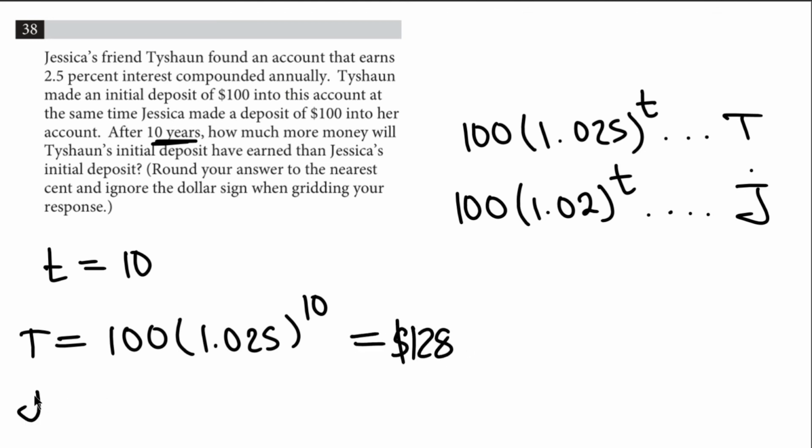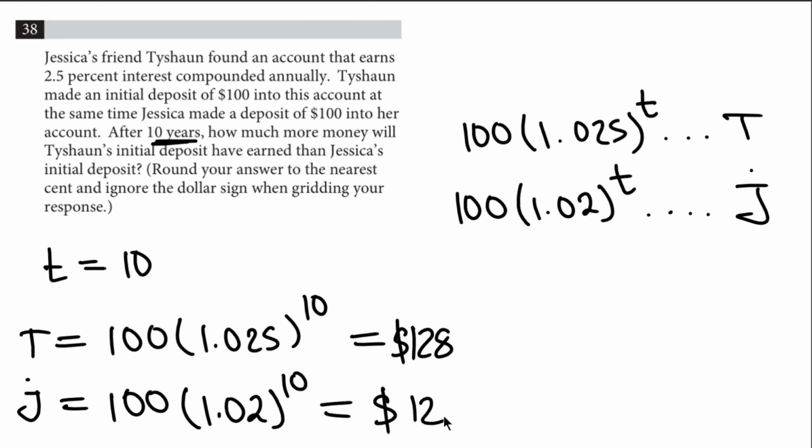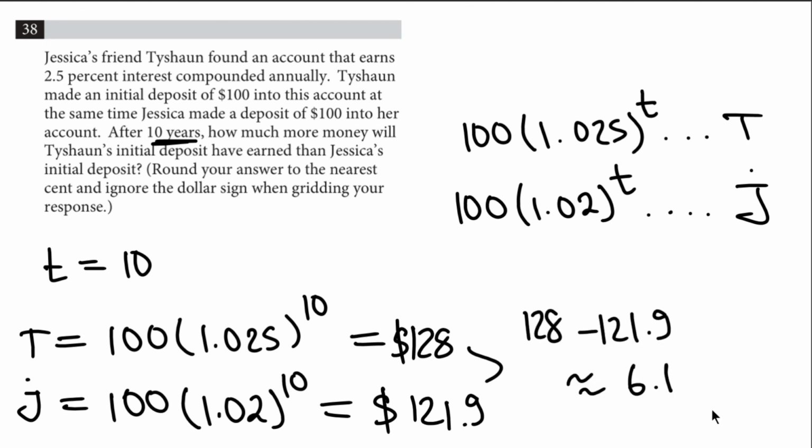Now let's look at Jessica. Jessica will have 100 multiplied by 1.02 to the power of 10, which is actually 121.9 bucks. And we can round this to the nearest cent. So let's subtract that. 128 minus 121.9 gives you $6.1, and therefore this is our correct answer.